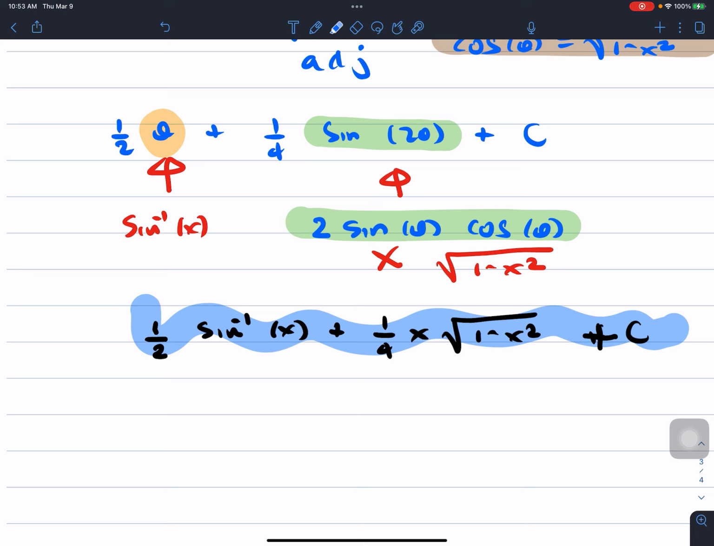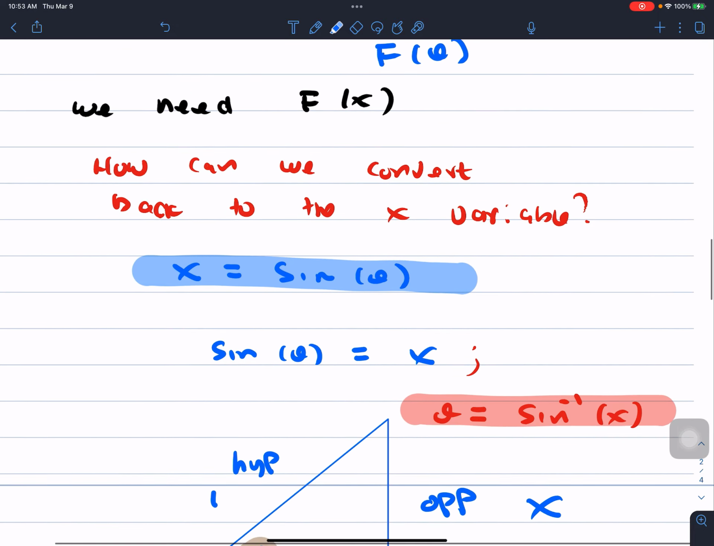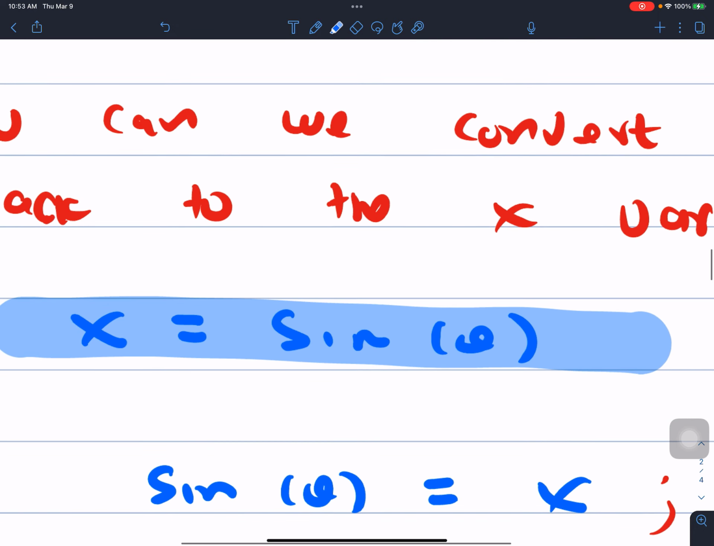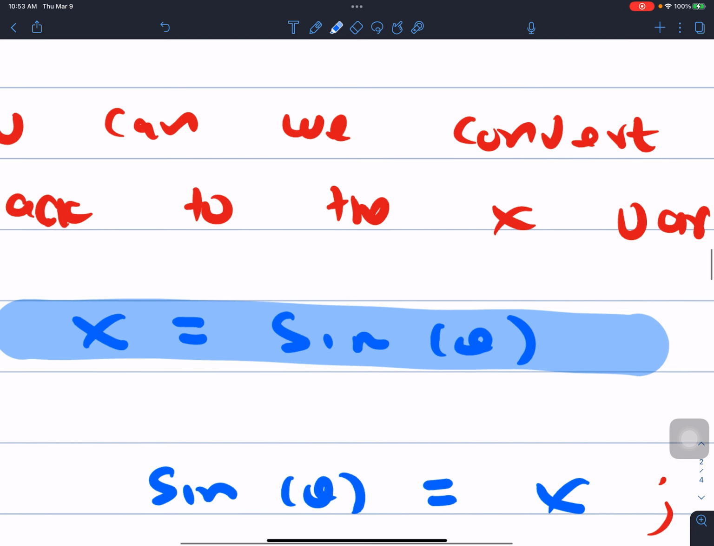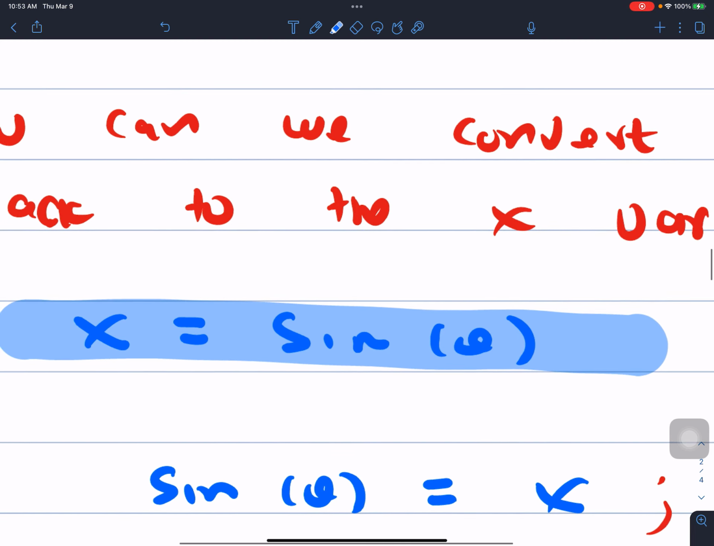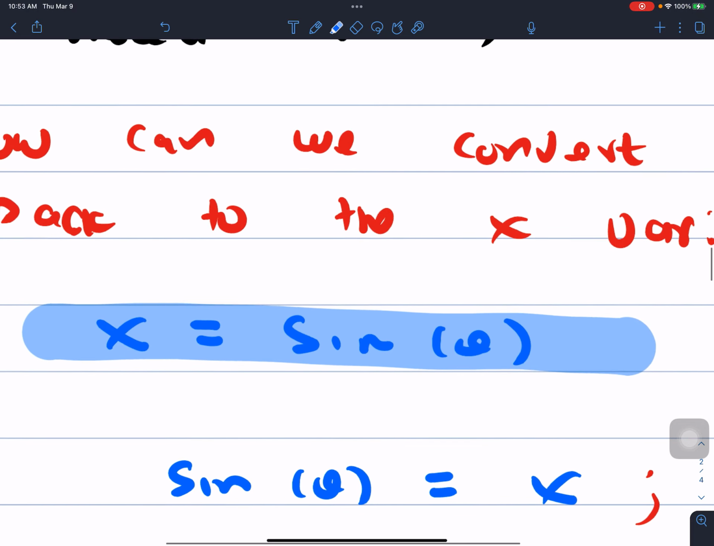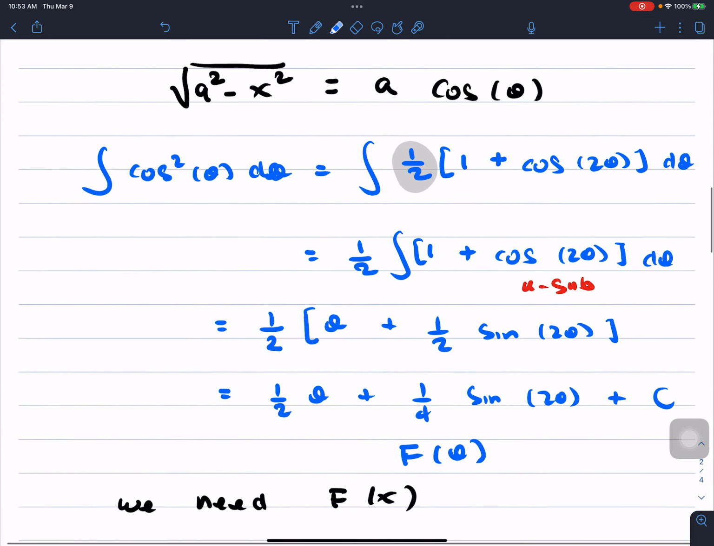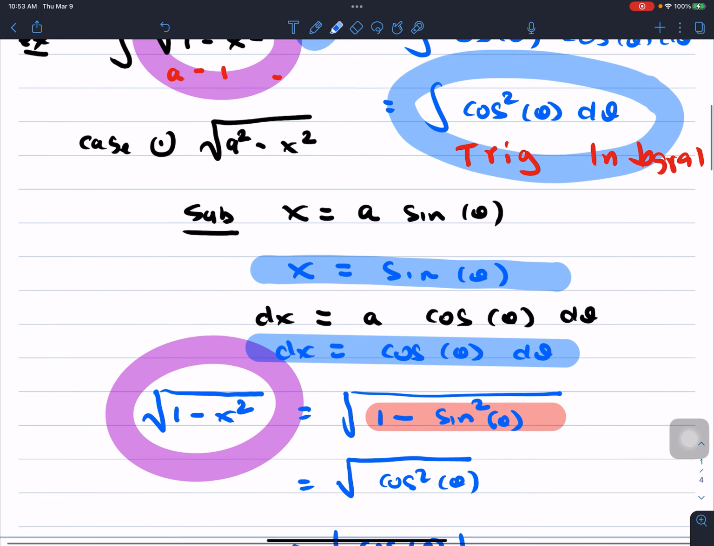What do you guys think? It's a process, and it's related to u-sub, but it's not u-sub, it's trig sub. You do x equals sine theta. Generally speaking, a sine theta. Okay, you guys okay with that? Easy peasy lemon squeezy?